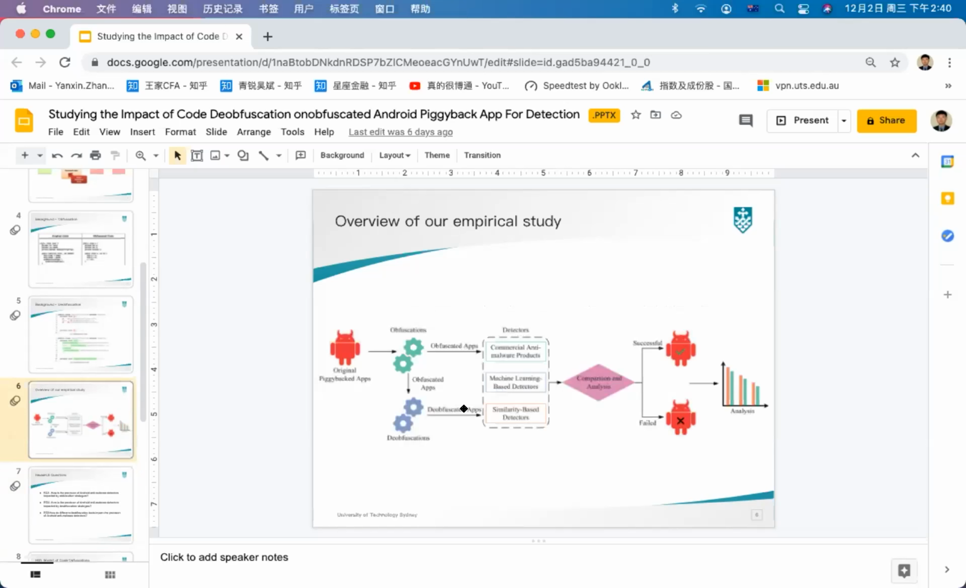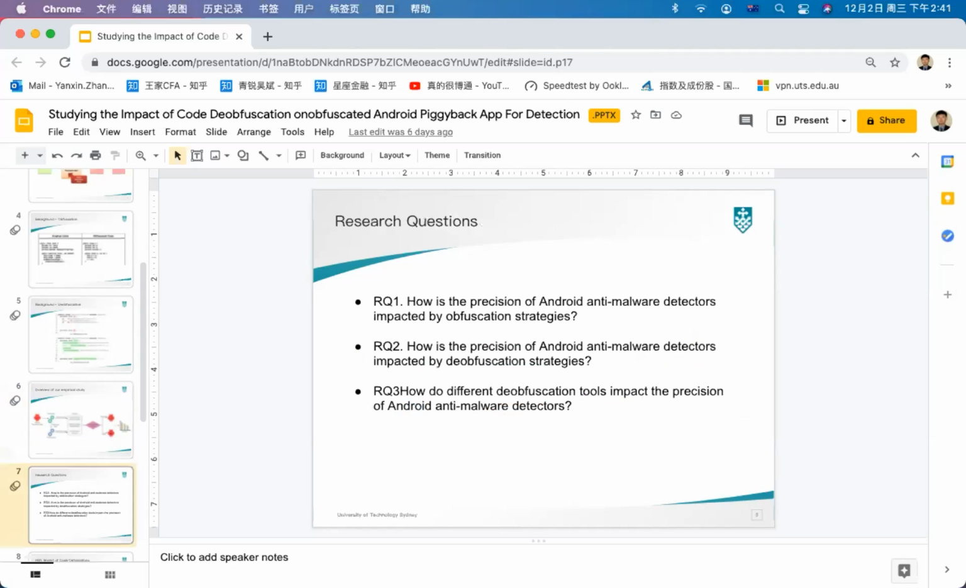This is because when we de-obfuscated these obfuscated malwares, we used two different tools, and we want to evaluate the performance of each tool from the tool aspect, and give a conclusion on which de-obfuscation tool has better performance. That's the purpose of the third of these research questions.